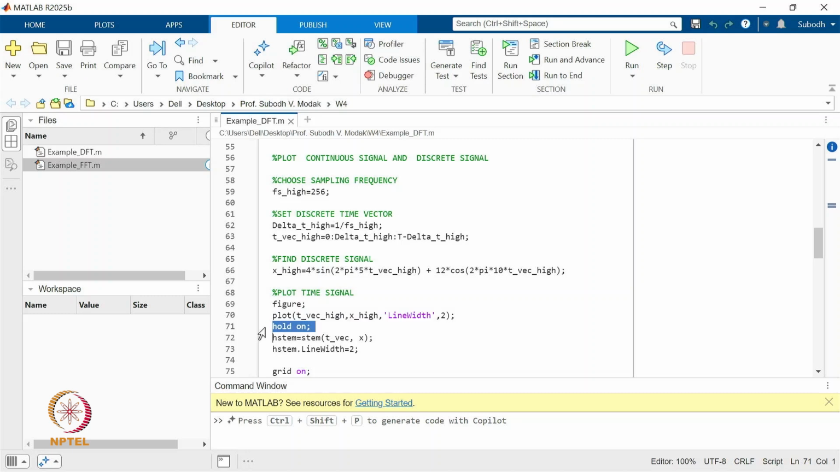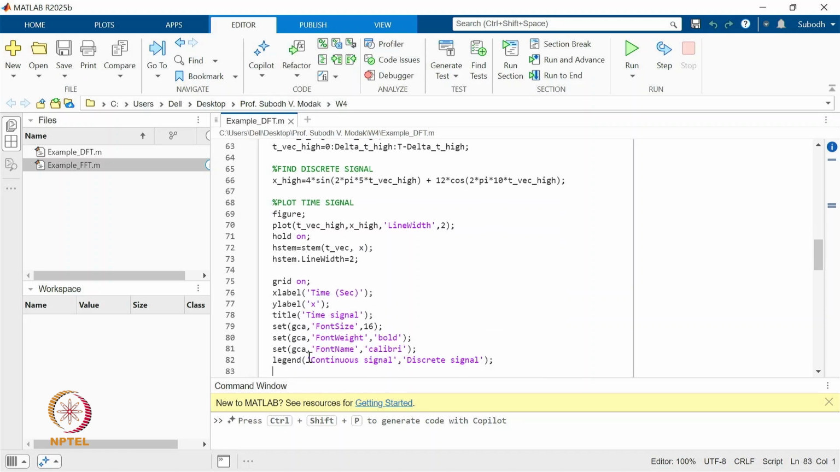And now, hold on, means I want to have an overlay. On the same plot I am going to plot the signal for which we are finding the DFT, which was sampled with sampling frequency 30 hertz. I am using a stem plot here, so that I can see that signal as a sampled signal, and I am using t_vec as the time vector, and x is the signal which we had discretized to find the DFT. So, this will overlay the discrete signal over the continuous signal.